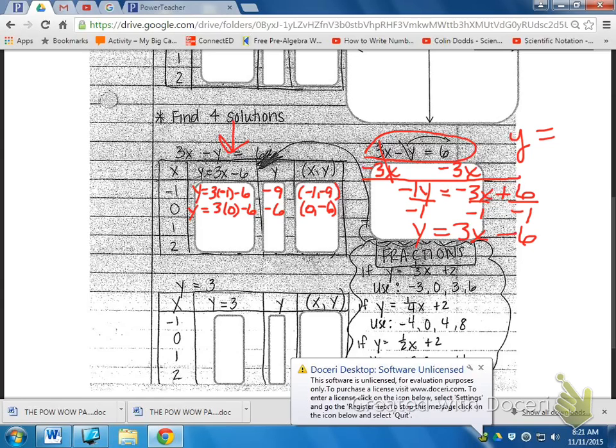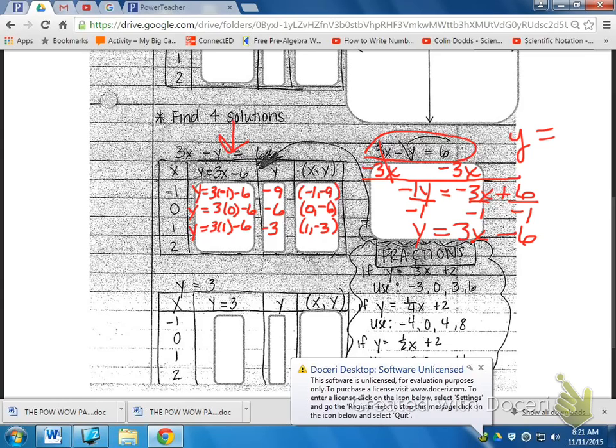What do we do with the x value of 1? Somebody that hasn't gotten a ticket yet. Shane. Y equals 3 times 1 minus 6. Okay, so Shane, what would my y value be? You do 3 times 1, which is 3, and then you subtract 6, which is negative 3. And what's my ordered pair? 1, negative 3. Okay, and then what about 2?